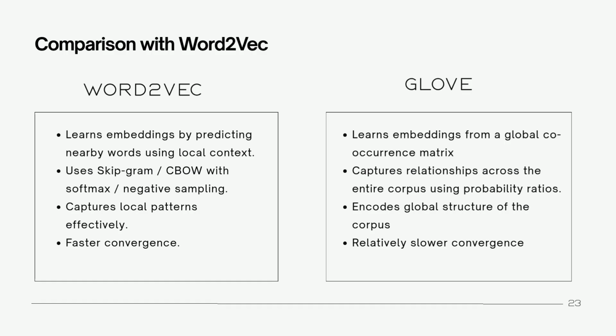On the other hand, GloVe takes a very different approach. Instead of predicting words, it uses global co-occurrence matrices, which means it looks at how words co-occur across the entire corpus. Rather than focusing only on nearby words, it captures relationships using probability ratios, which allows it to encode the overall structure of the language. Because of this global view, GloVe often produces more stable and meaningful embeddings, especially for semantic relationships. However, since GloVe relies on building and processing a large co-occurrence matrix, its convergence is relatively slower compared to Word2Vec. So, in simple terms, you can think of Word2Vec as learning from local context step by step, while GloVe learns from the big picture of the entire dataset.